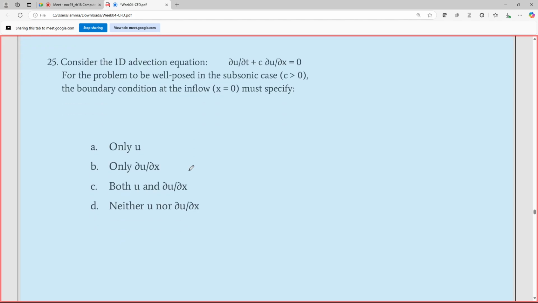Next question. Consider the one-dimensional advection equation given by dou u by dou t plus c times dou u by dou x is equal to 0. For the problem to be well posed in the subsonic case where c is greater than 0, the boundary condition at the inflow x equal to 0 must specify which of the following. Options are: A, only u. Option B, only dou u by dou x. Option C, both u and dou u by dou x. Option D, neither u nor dou u by dou x.